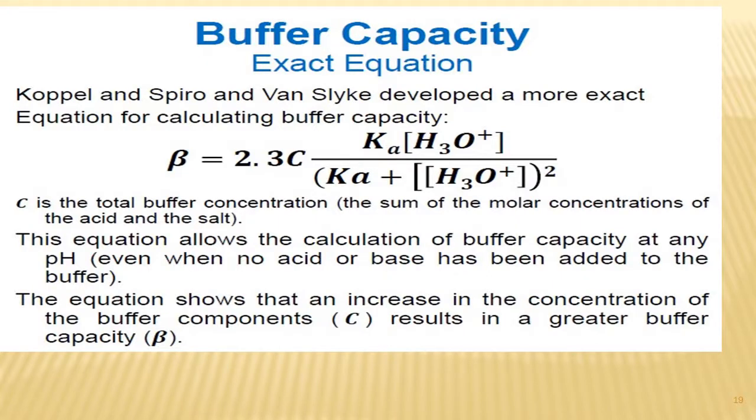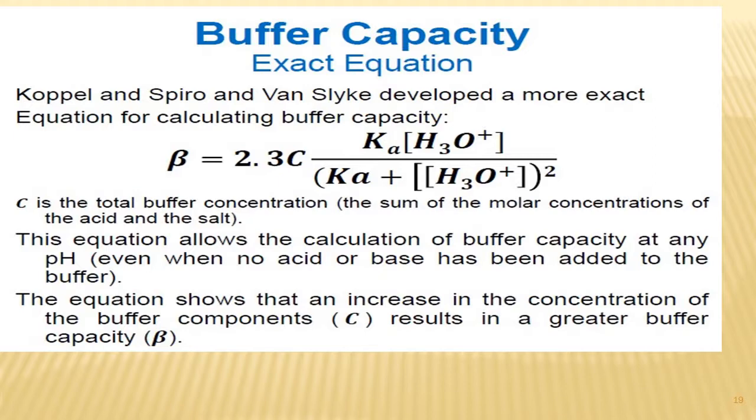Another topic we have here is buffer capacity, the exact equation. Koppel and Spiro and Van Slyke developed a more exact equation for calculating the buffer capacity. This is the more accurate and more exact equation. Buffer capacity equals 2.3 times C, the total concentration, times Ka multiplied by the hydronium ion, over Ka plus the hydronium ion, to the power 2.